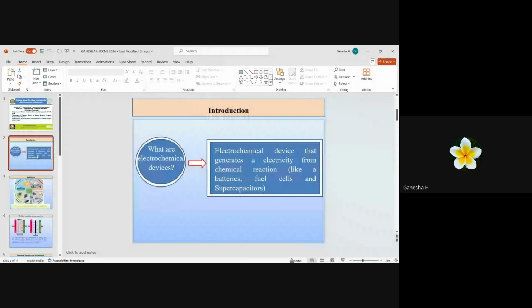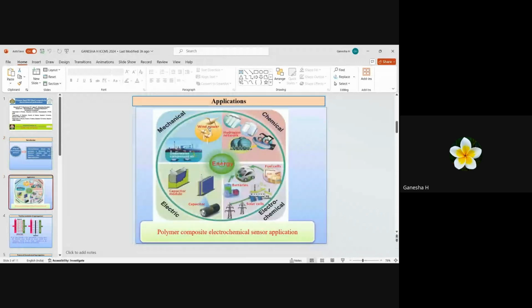Introduction. What are electrochemical devices? Electrochemical devices generate electricity from chemical reactions, like batteries, fuel cells, and supercapacitors. These are the electrochemical devices. They are used in various applications such as mechanical, chemical, electrochemical, and electric. These are the applications of polymer composites for electrochemical energy storage devices.